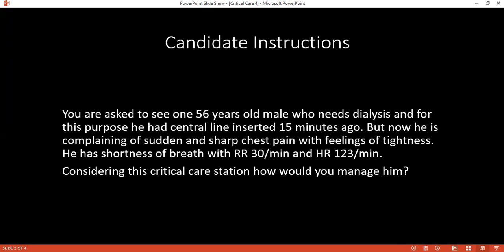So, according to the NICE guidelines, how should a central line be inserted? A central line should be inserted under ultrasound guidance, and an X-ray should be done to locate its position, which should be in the superior vena cava, just above the right atrium, and there should be no pneumothorax. What should be the technique for the insertion of a central venous line?